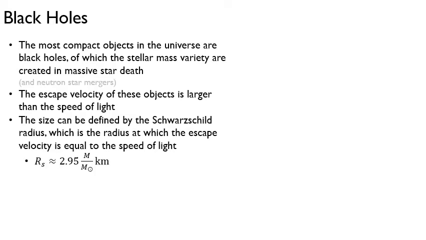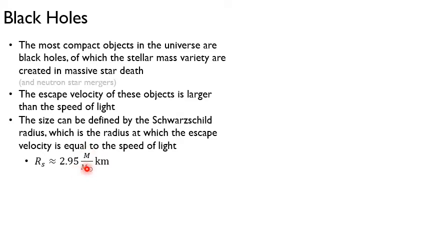If we want to describe the size of a black hole, it's a bit of a nebulous concept, but one thing we can do is calculate the Schwarzschild radius. So this is the radius at which the escape velocity is equal to the speed of light, and it's roughly 3 kilometers times the ratio of the mass of the black hole to a solar mass.